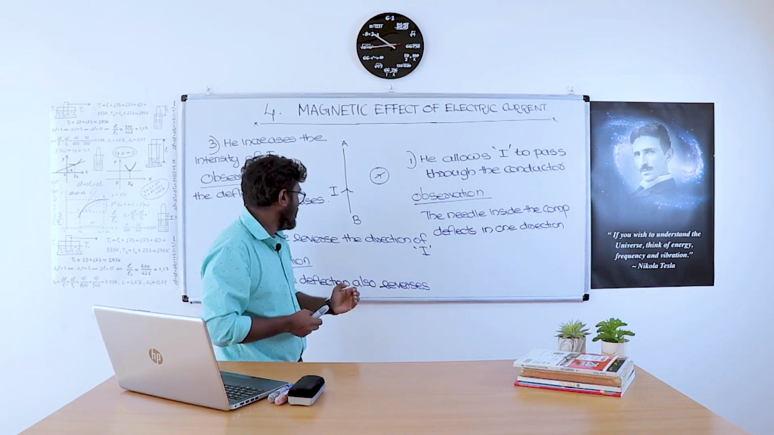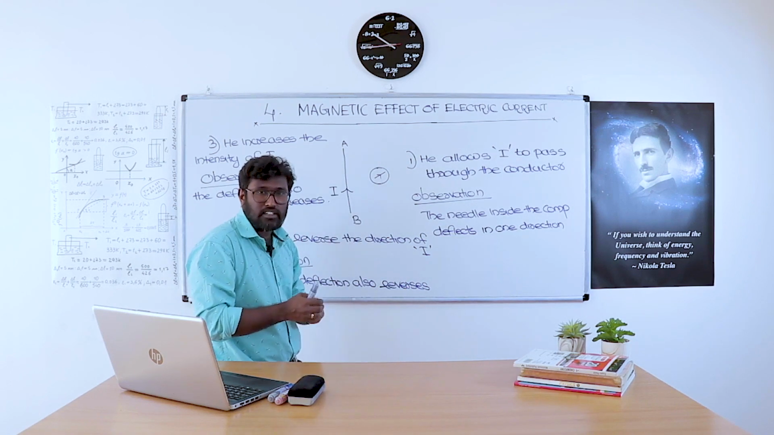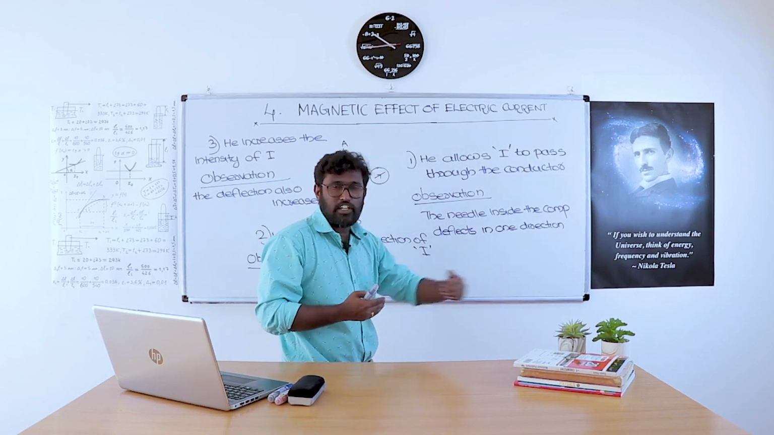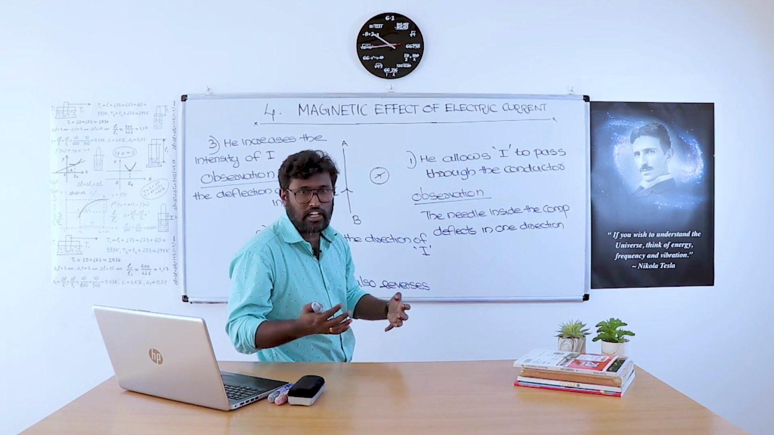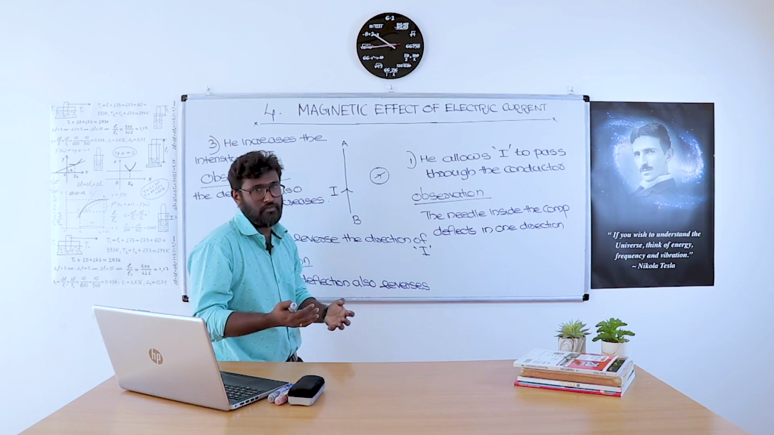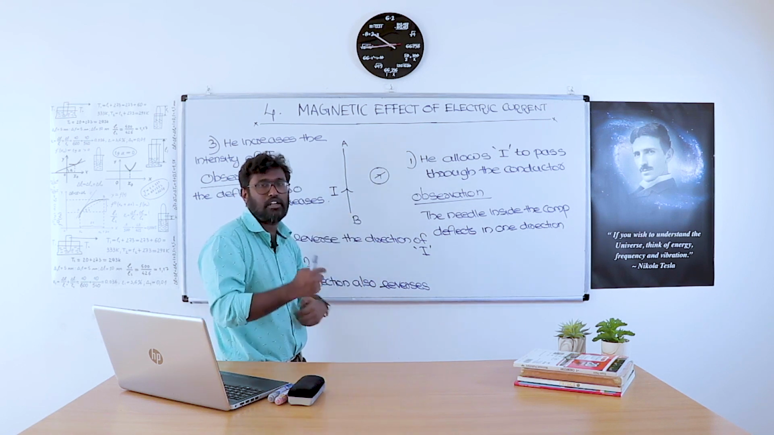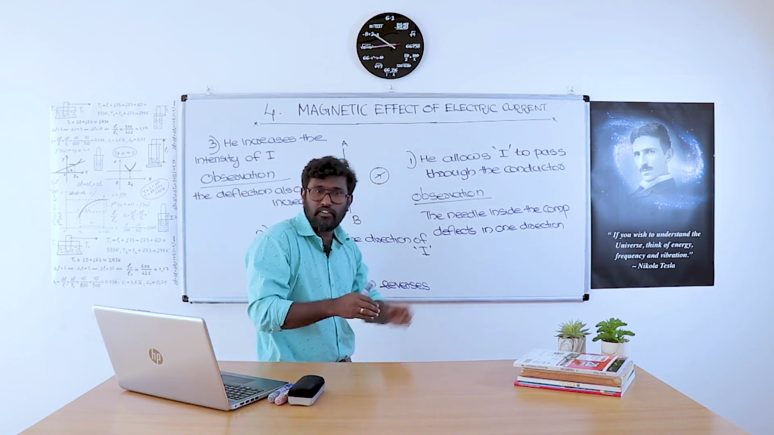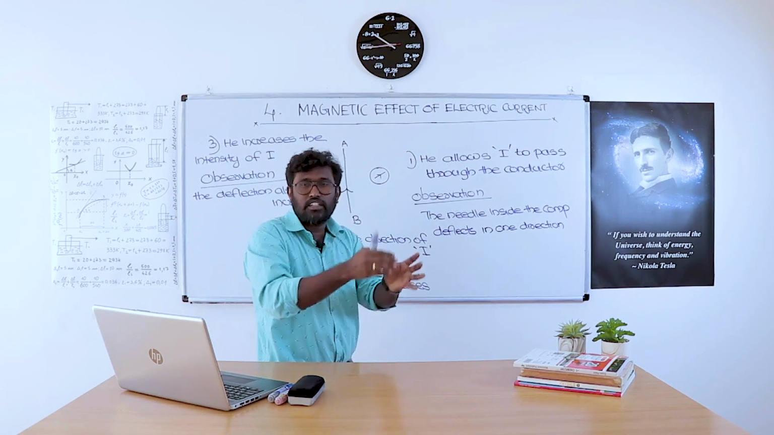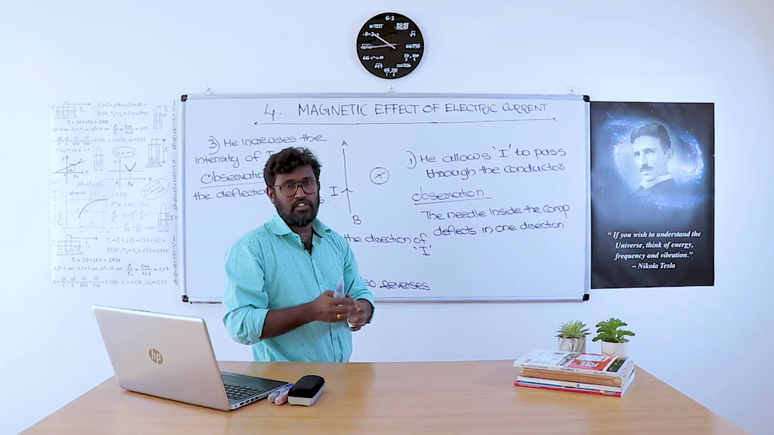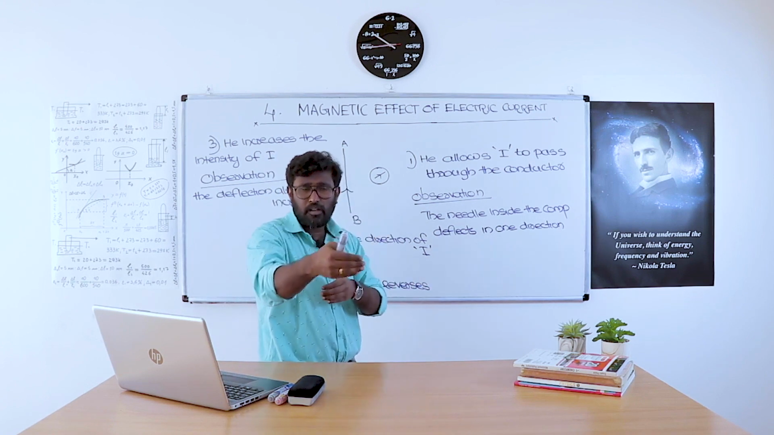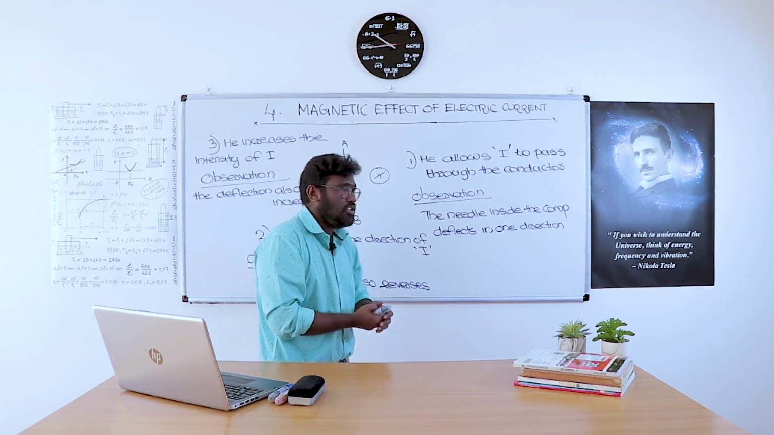So what did he do the second time? He reverses the direction of electric current. When he reverses the direction of electric current, the deflection is also reversed. Which means that if the deflection is clockwise the first time, then the next time the deflection is anti-clockwise. Whenever the direction of current changes, the deflection of the needle also changes.